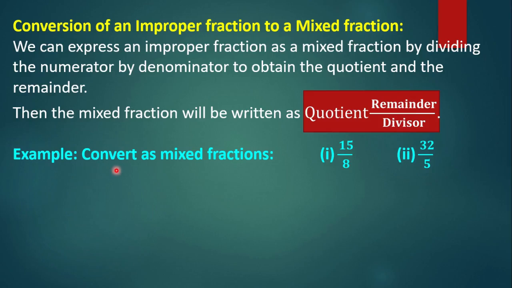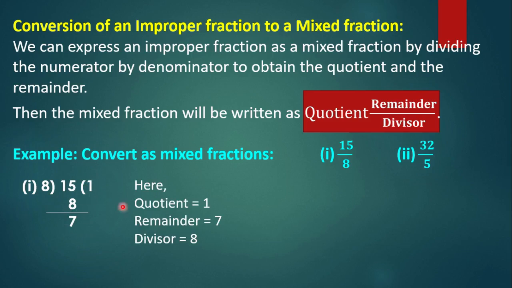Now let's see an example to understand it in a better way. Convert to mixed fractions: 15/8, you can see it is an improper fraction, the numerator is greater than the denominator. Same way 32/5. Now let's divide 15 by 8. How many times will 8 go into 15? 8 ones are 8. So what is the remainder? 7. What is the quotient we got? 1. Remainder is 7, and the divisor is 8.